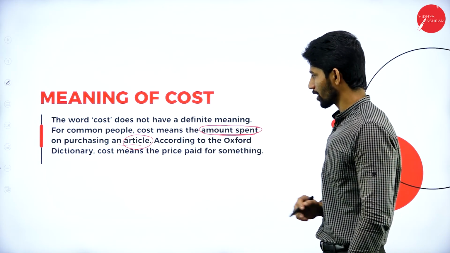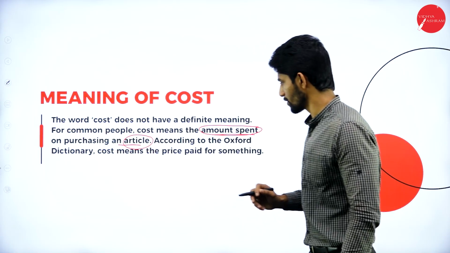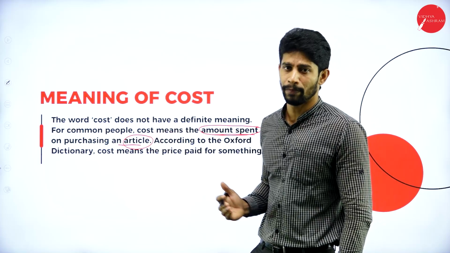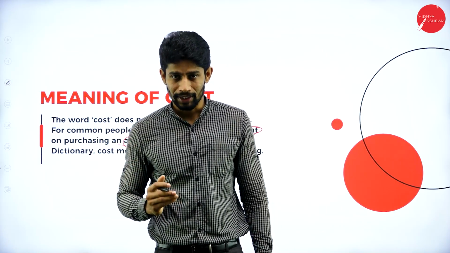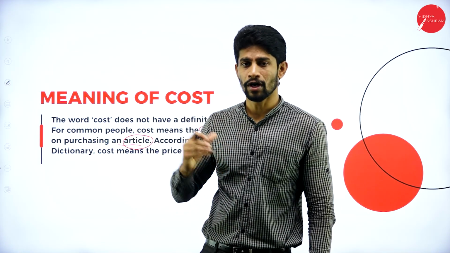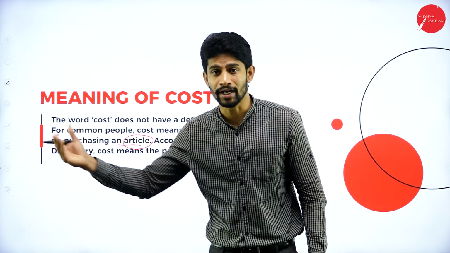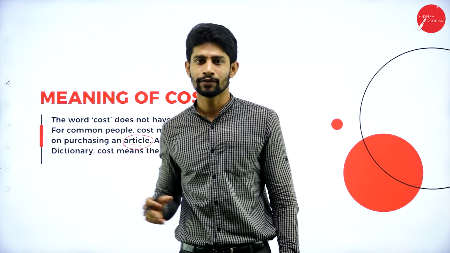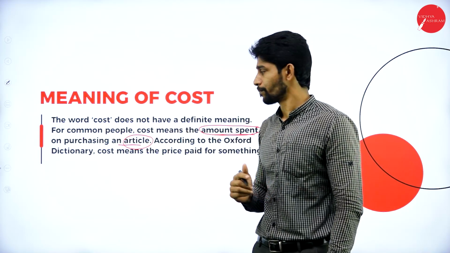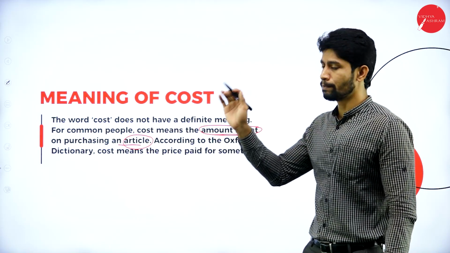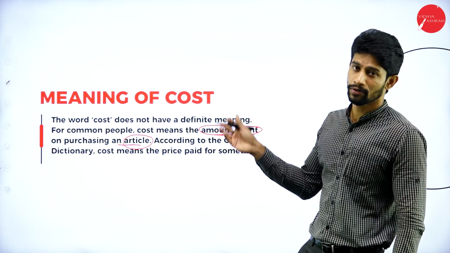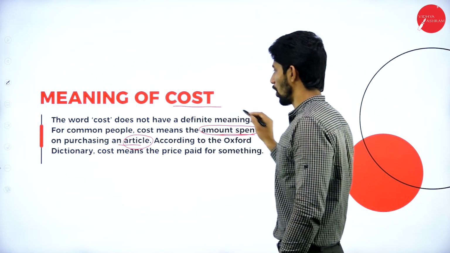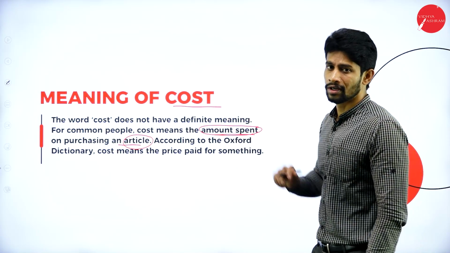And according to the Oxford Dictionary, cost means the price paid for something. Whatever the price you are going to pay to purchase something is called cost. If you are paying 100 rupees to purchase a cell phone, that 100 rupees is called cost for you to purchase the cell phone. So the amount spent for purchasing an article or something is called the word cost. I hope all of you understood the meaning of cost.